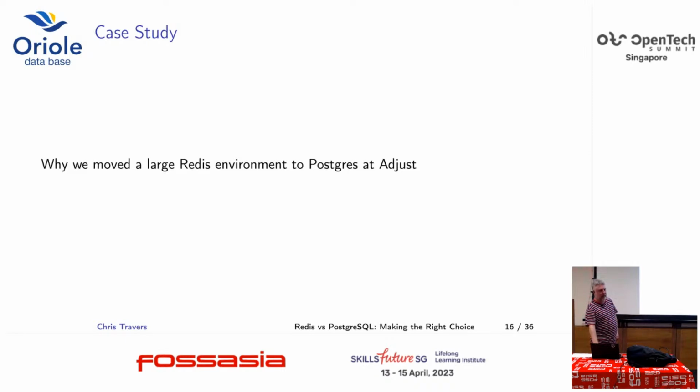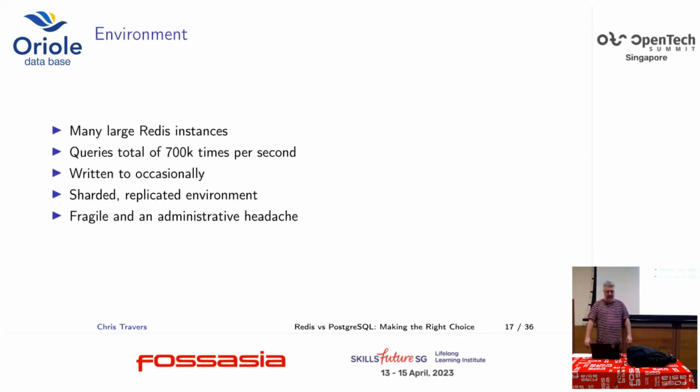So I'm just going to go quickly through a case study, why we moved some systems from Redis to Postgres. This was a big ad tech environment. We had a large number of very big Redis servers. I think it was somewhere around 20, if I remember right. Each Redis server was probably running 10 instances of Redis. And it was a really complicated setup with Nutcracker and Sentinel.